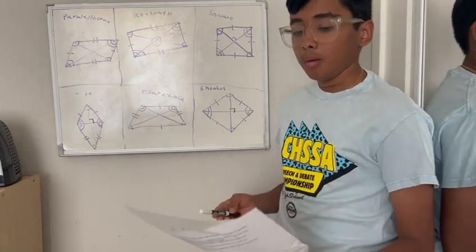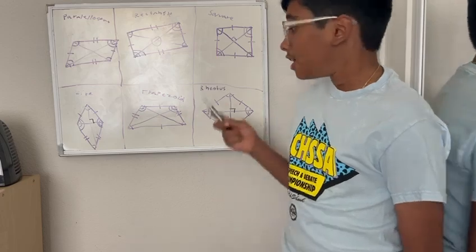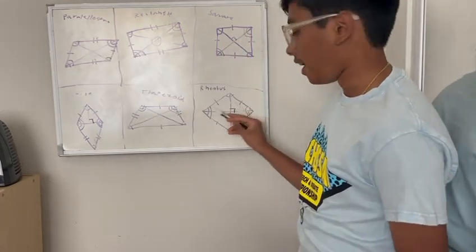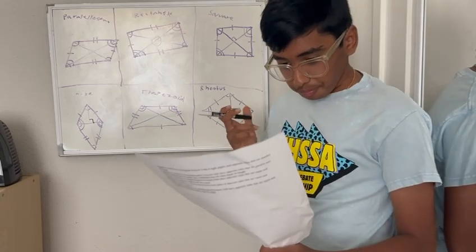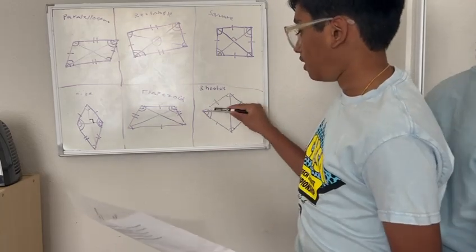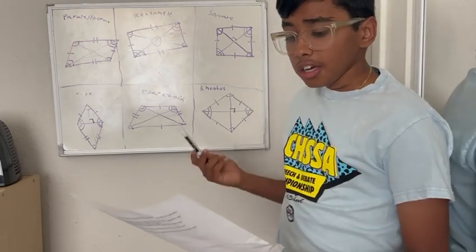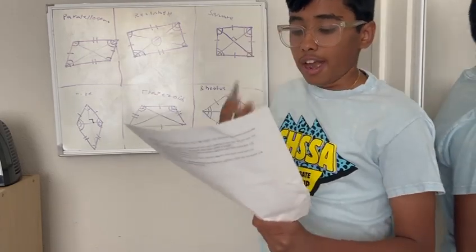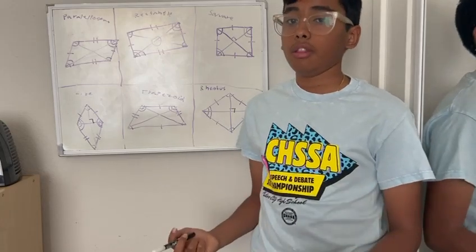The last shape I'm going to discuss is the rhombus. It's a parallelogram where all 4 sides are of equal length, and the angles are not necessarily 90 degrees. The diagonals bisect each other and form a right angle right here, and are axes of symmetry, but they are not equal in length.